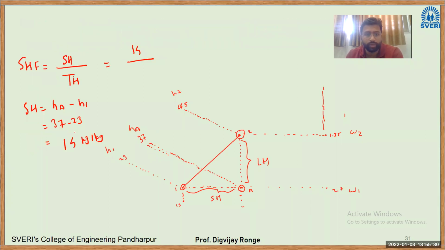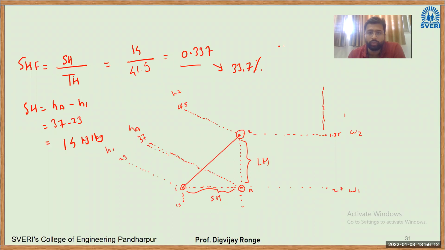Okay, so the total heat is 64.5 minus 23, which came out to be 41.5. So calculate the sensible heat factor: 14 divided by 41.5, which is 0.337. As you can see, 0.337 is less than 0.5. If you take it in percentage, that will be 33.7%.